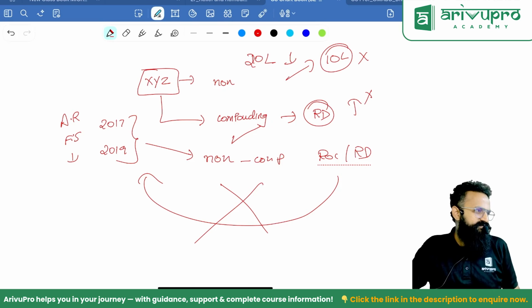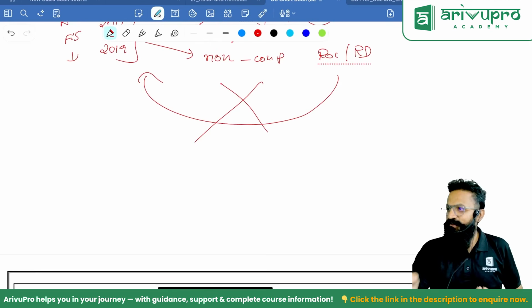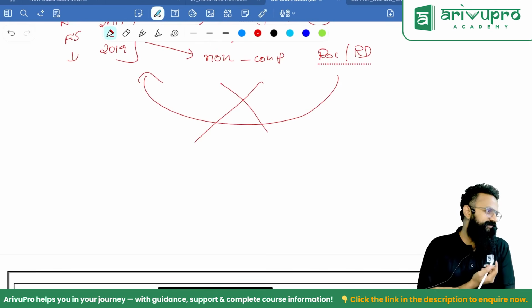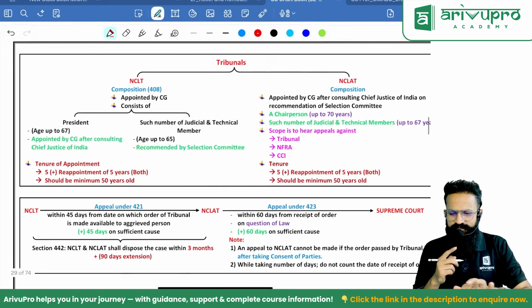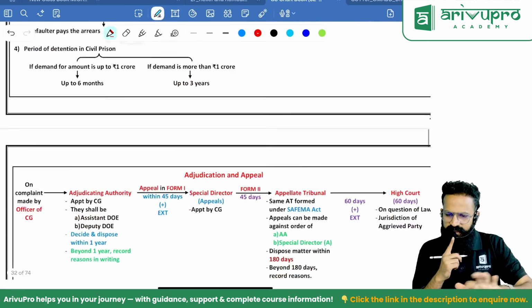Understood? Now people, you only tell what is the advantage, what is the need. First of all, what is compounding? Tell me, in your language, what is compounding? It's a settlement. Compounding means settlement.